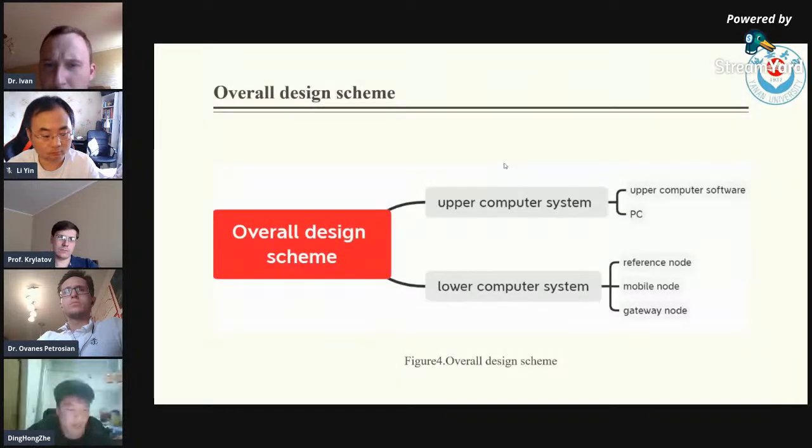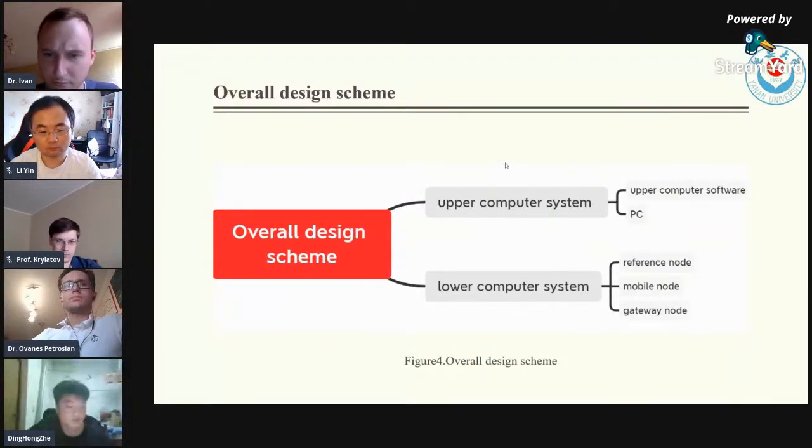And the third part is the overall design plan. In terms of system design, we can divide it into the upper computer system and the lower computer system. The upper computer system is composed of upper computer software and PC. The lower computer system is composed of reference node, mobile node, and gateway node.